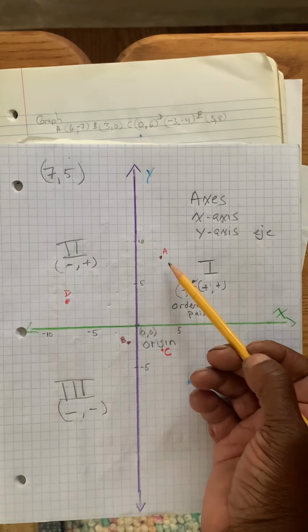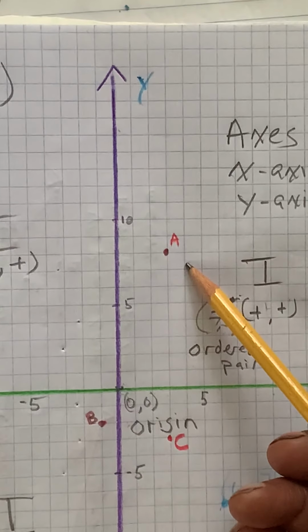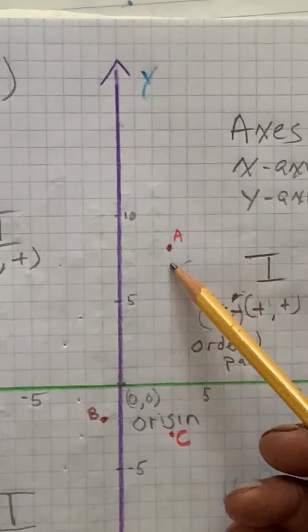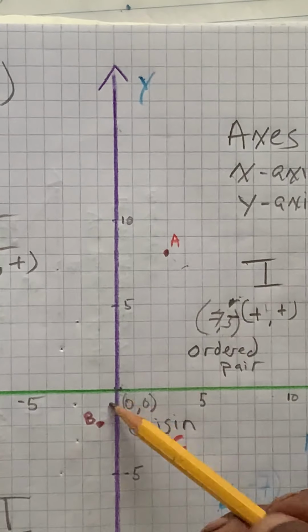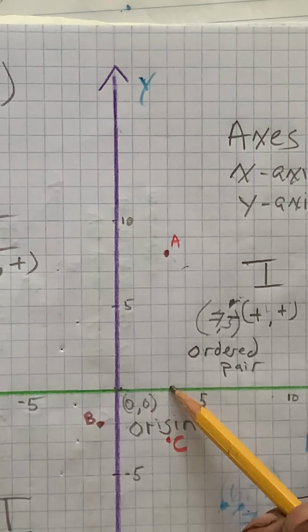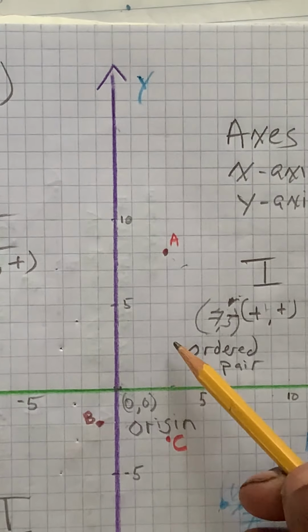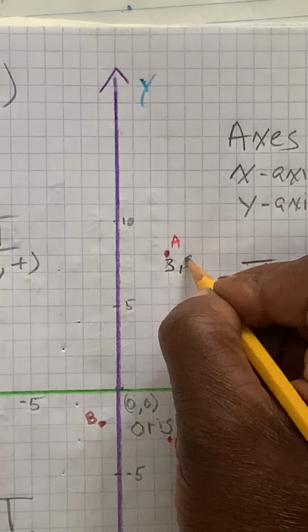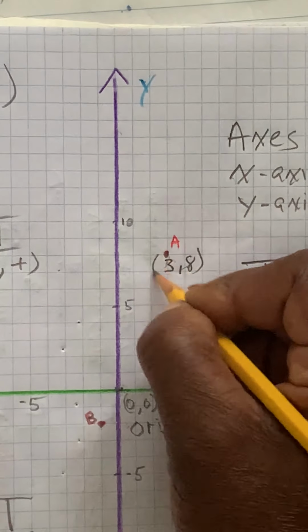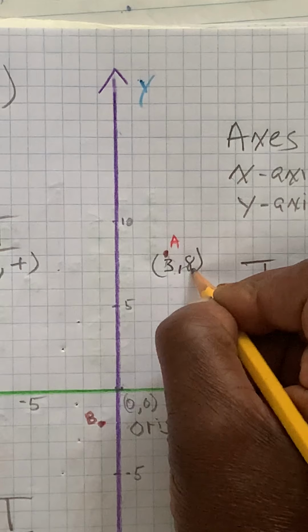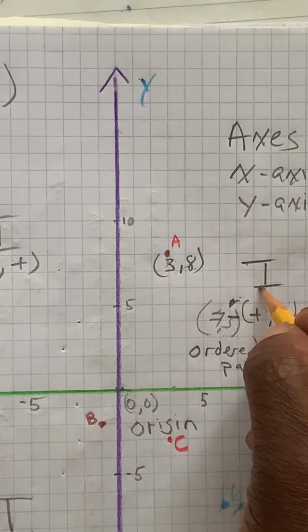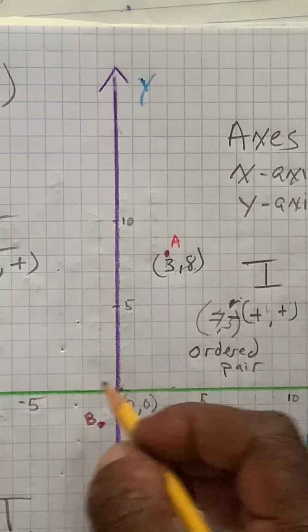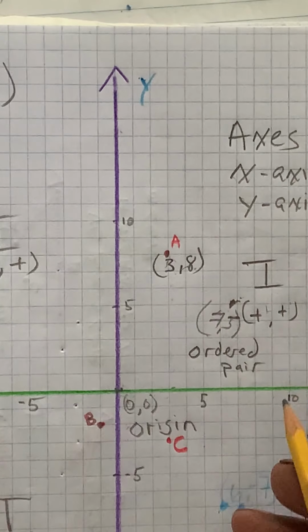For example, this point here, A. You look at it and say, where is this point? This point is at 1, 2, 3, and 1, 2, 3, 4, 5, 6, 7, 8. So the ordered pair is 3, comma, 8. That's a positive x and a positive y, so it's in quadrant 1. Positive, positive, quadrant 1. You can see that physically. It's in the first quadrant.